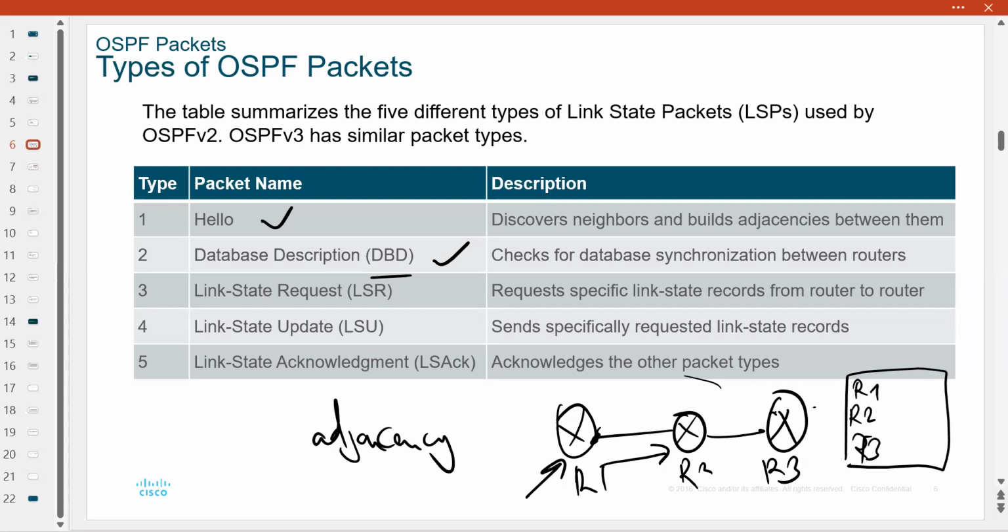Right, the link state request asks for specific link state records from router to router. What do we have with LSR? This is sent if a router is missing information. So let's say the DBDs have all been shared, but there is a change somewhere, a network has been added. Then R1, a new router R4 has been added. Alright, R1's DBDs were shared when R4 wasn't there.